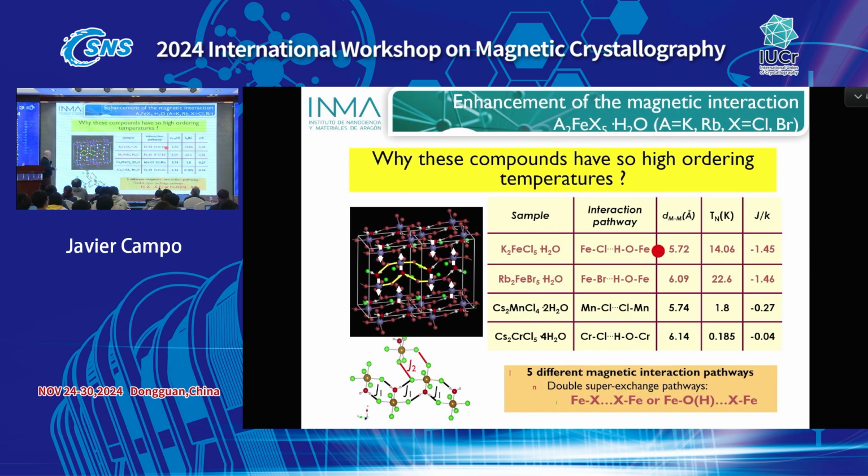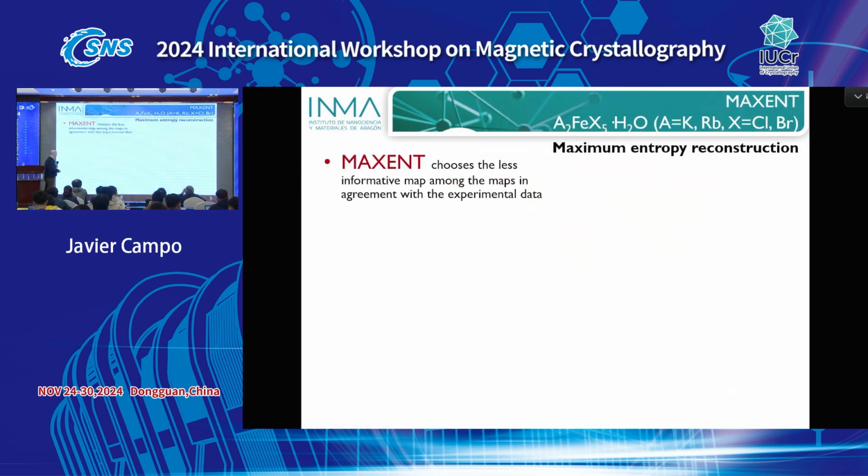These compounds have Néel ordering temperatures very large if we compare with other similar compounds with similar exchange pathways, with similar distances. However, in the iron compounds with chlorine, bromine, rubidium, or potassium, the ordering temperatures are one order of magnitude larger. And then we thought why this is happening, and we said, okay, maybe it's because there is some spin delocalization from the iron to the exchange pathway. And then we did experiments to measure this spin delocalization.